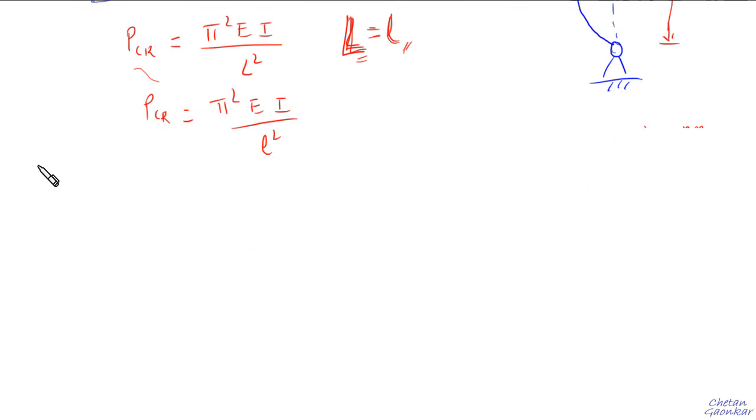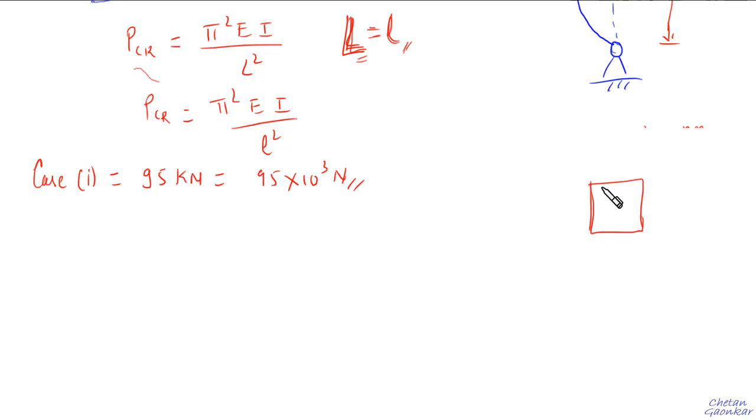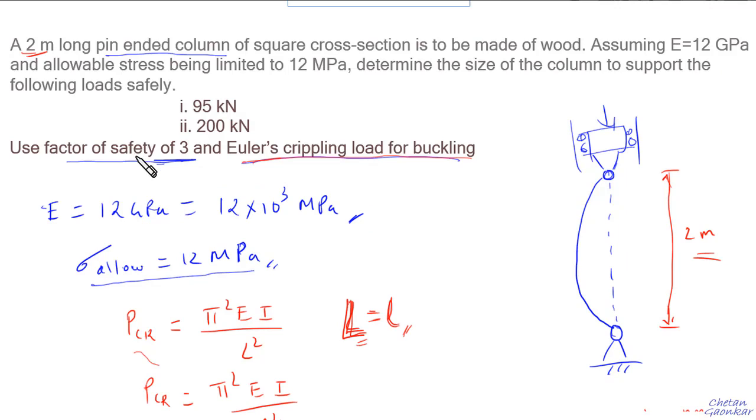So let us now consider our case 1, wherein we have to subject it to a load of 95 kilonewton, which is nothing but around 95 multiplied by 10 to the power 3 newton. For this we need to find the dimensions of this square cross section column made up of wood. All right, so what we'll do is, first of all, we need to consider this factor of safety of 3.